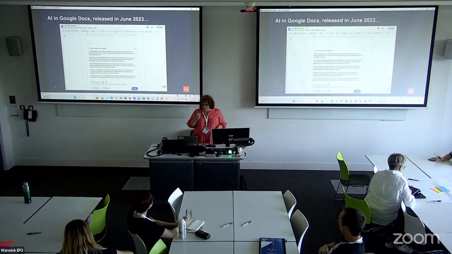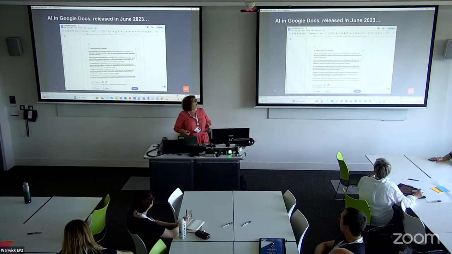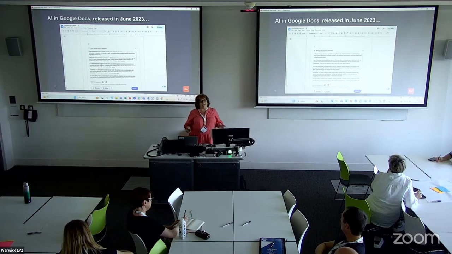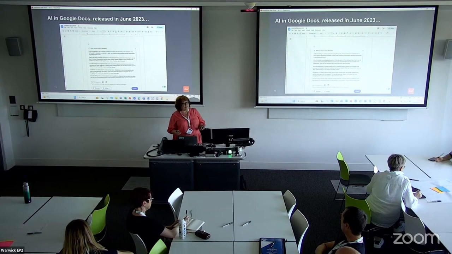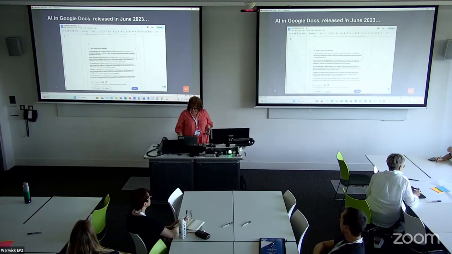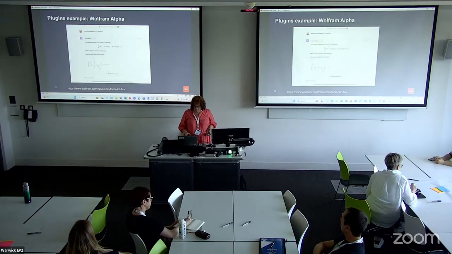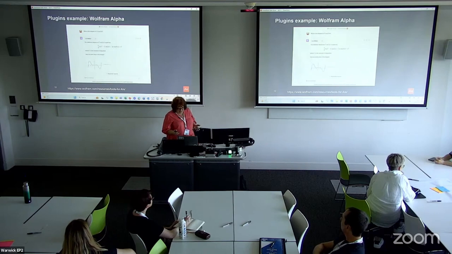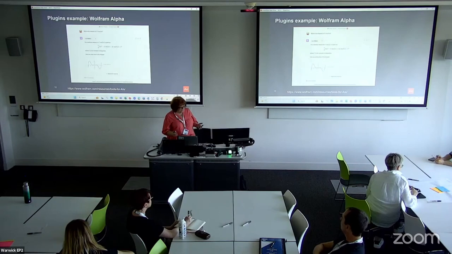AI in Google Docs. Now, if you're using Google Docs, you can choose to write it or you can ask it to help you write. And it will suggest in the same way. Really, really simple to use, and you choose. You can toggle it on, you can toggle it off. Wolfram Alpha has now been added. So that's a really good tool, particularly for mathematics students and lecturers.